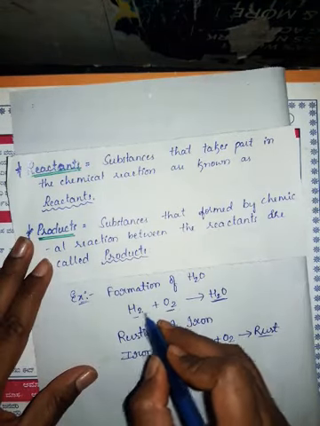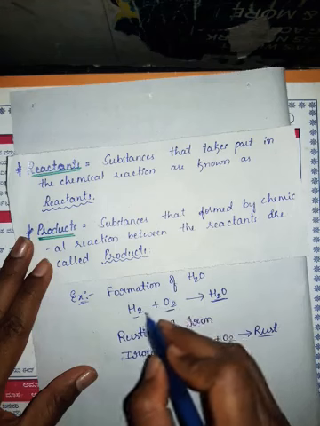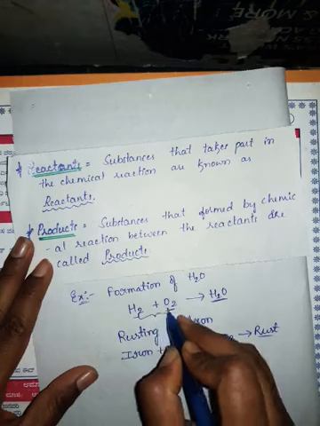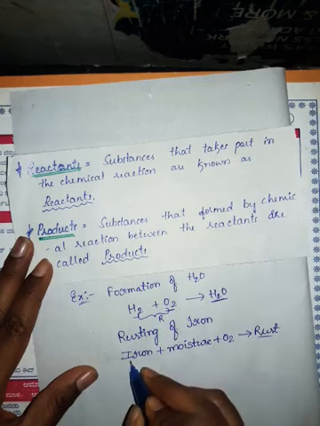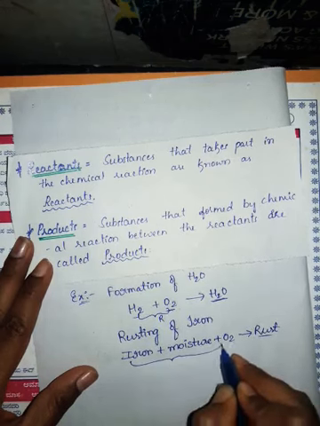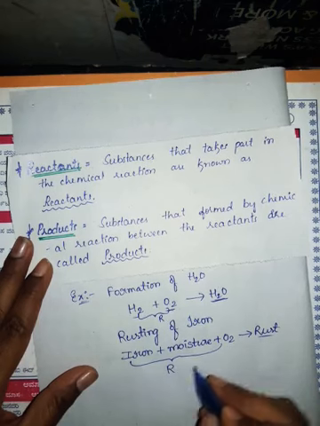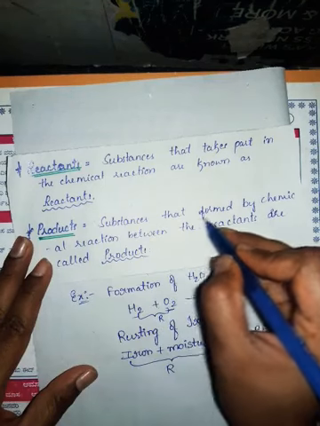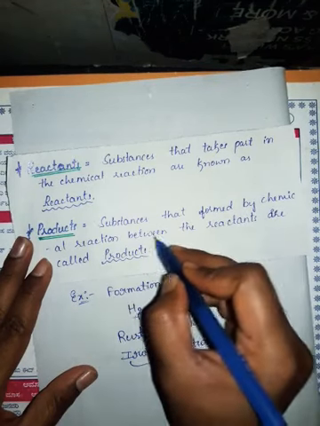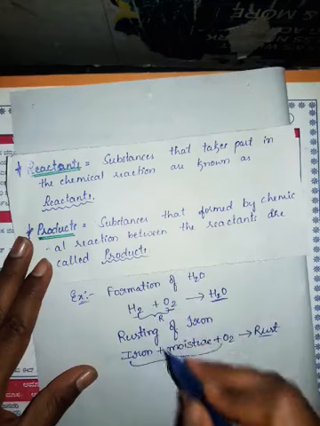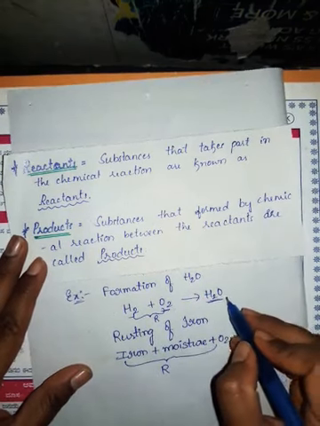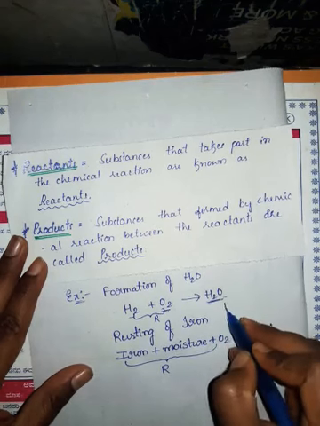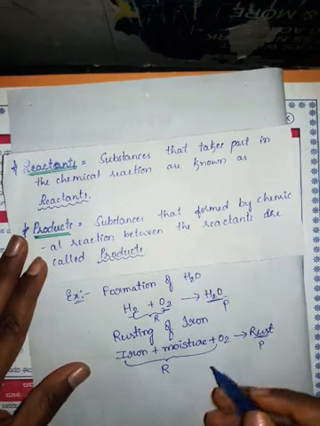Here these two are the substances involved in the reaction, so these are the reactants. Here iron, moisture and oxygen are considered as reactants. Then what are products? Substances formed by the chemical reaction between the reactants are called products. See here, these are the products, the substances formed after the reaction of the reactants.